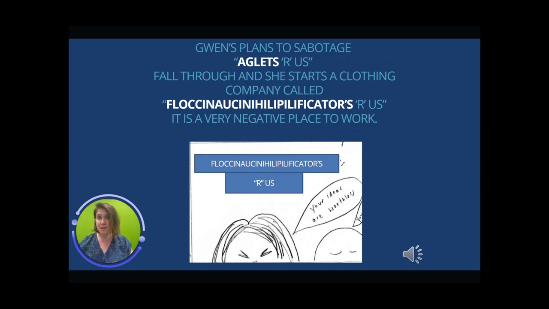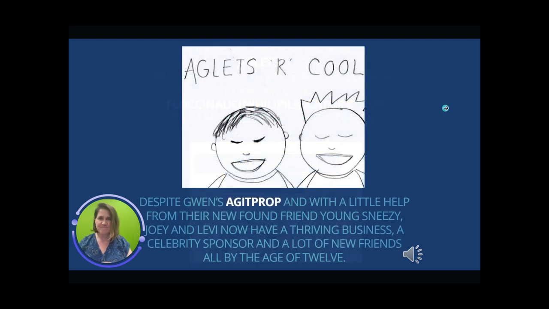Gwen's plans to sabotage Aglets Are Us fall through, and she starts a clothing company called Floxinosinilipilificators Are Us. It's a very negative place to work. Your ideas are so worthless. Despite Gwen's agitprop, and with a little help from their newfound friend, Young Sneezy, Joey and Levi now have a thriving business, a celebrity sponsor, and a lot of new friends, all by the age of 12. Aglets are cool.